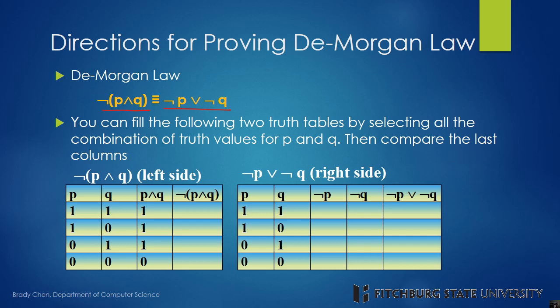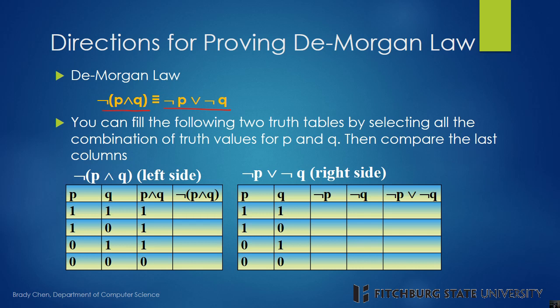Now how can we prove this? We can prove this using two strategies. One of the strategies is to use the truth table. We can build a truth table for the proposition on one side, and then build another truth table for the proposition on the right side. Then we compare these truth tables. If they are equivalent, then we can say these two statements are equivalent.